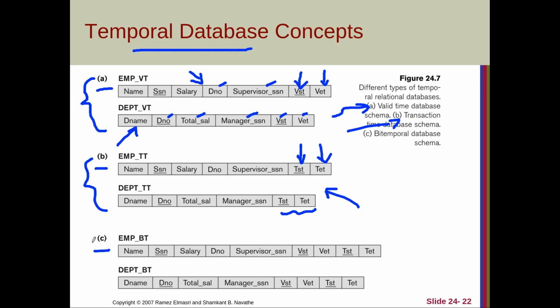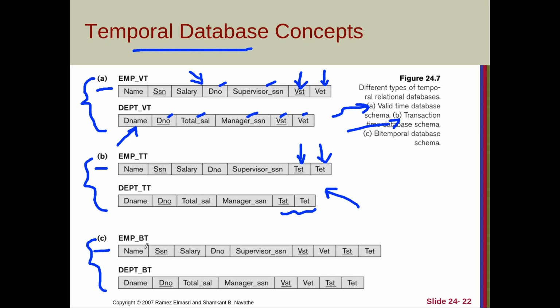Now in the third case, for the bi-temporal type of database system, we are providing the name like EMP_BT, that represents bi-temporal, and DEPARTMENT_BT, the department bi-temporal database relation. What we are doing with this bi-temporal, as I was mentioning before, it consists of both concepts, that is the valid time information as well as the transaction time information.